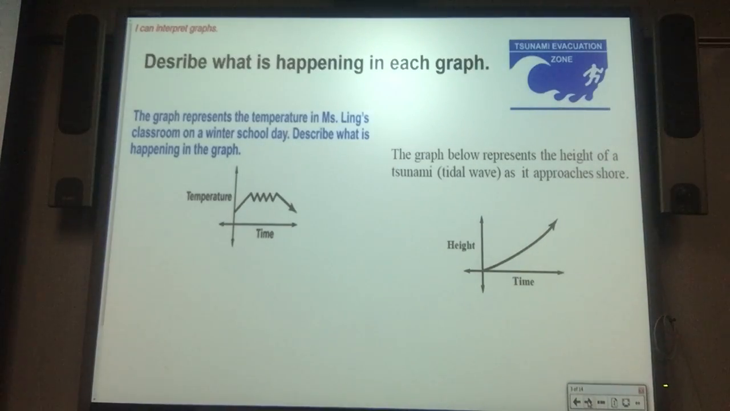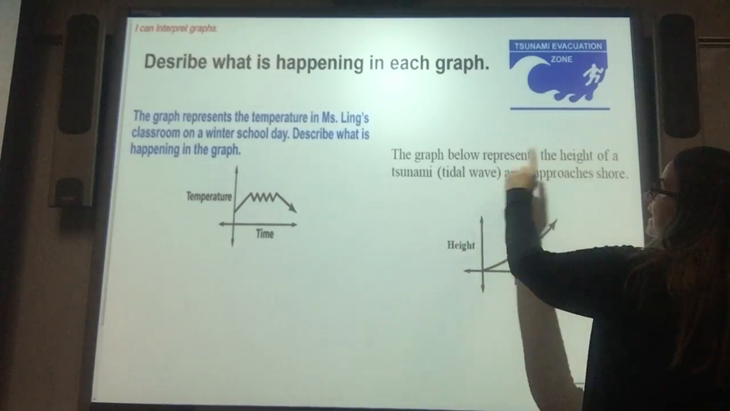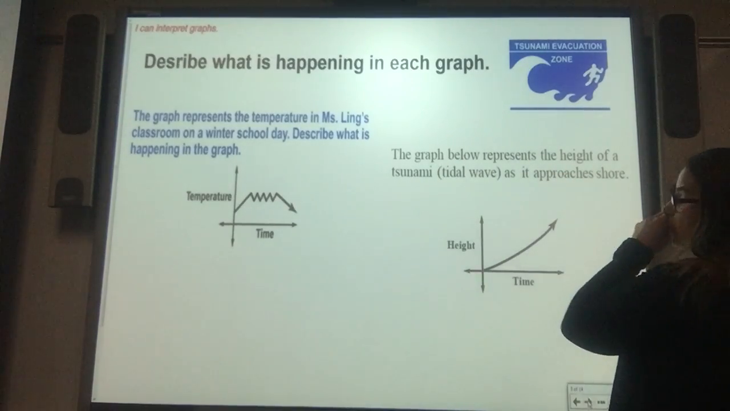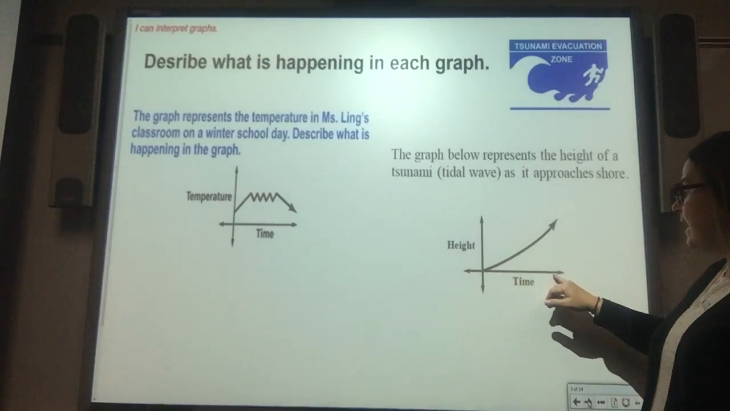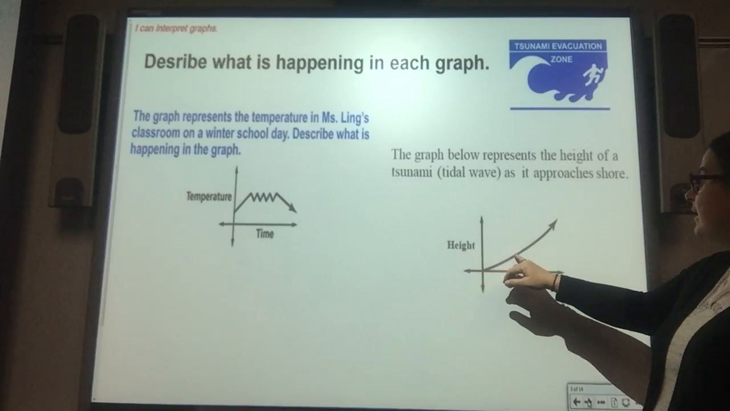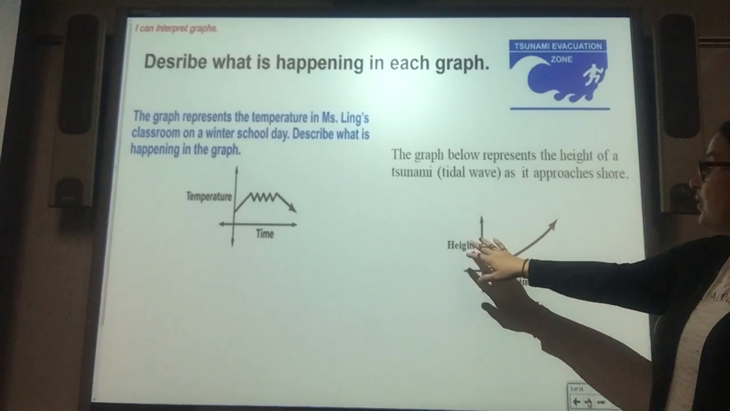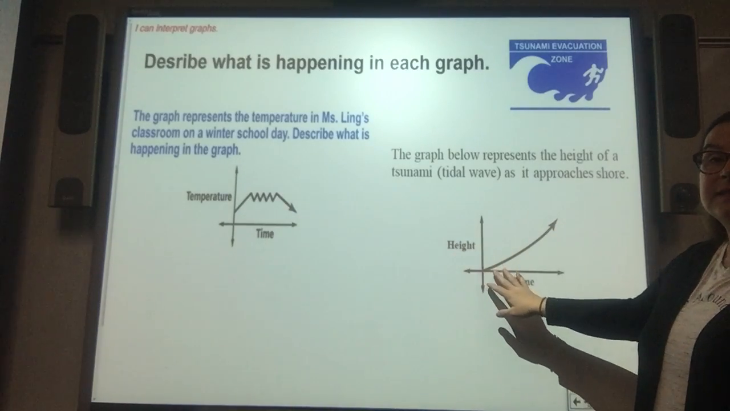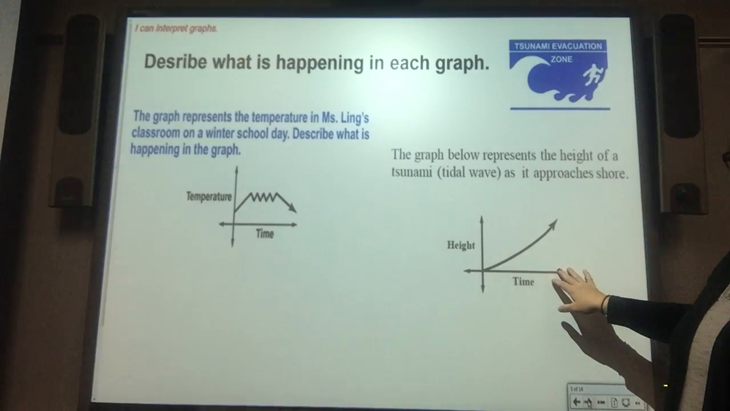Another graph over here, independent is time. Height represents the height of a tsunami as it approaches shore. And so this shows that over time, the height of the tsunami is gaining. It's increasing in time. So the height of that tsunami is dependent upon how long it's been since it started.